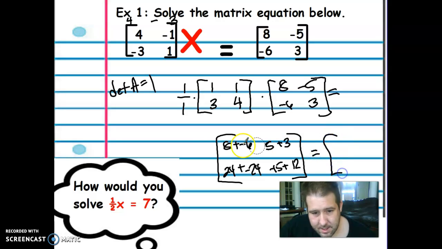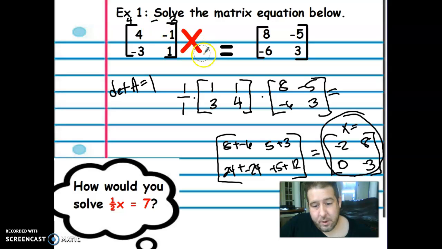Let's clean that up a little bit. That equals -2, that equals 0, that's 8, and that is -3. And voila, we have our answer. X equals this matrix. You can double check that by multiplying this by this, and you will see that this times this is this, so you can make sure it is correct.